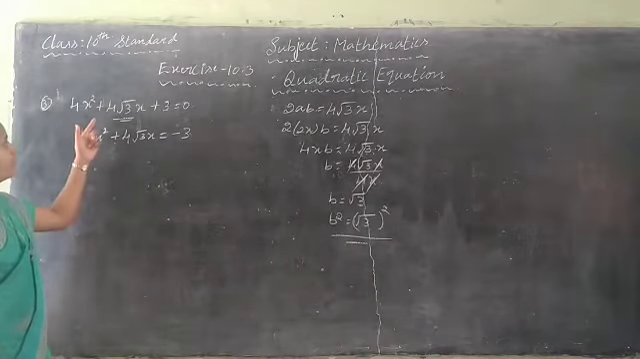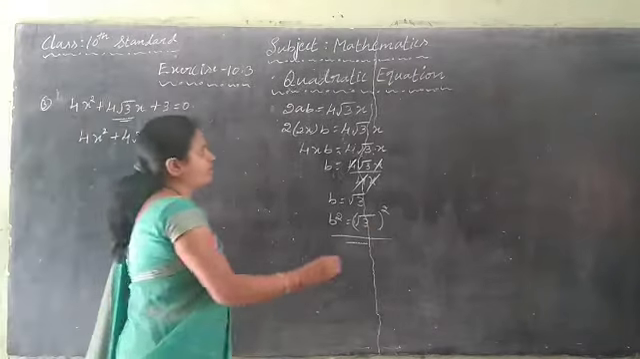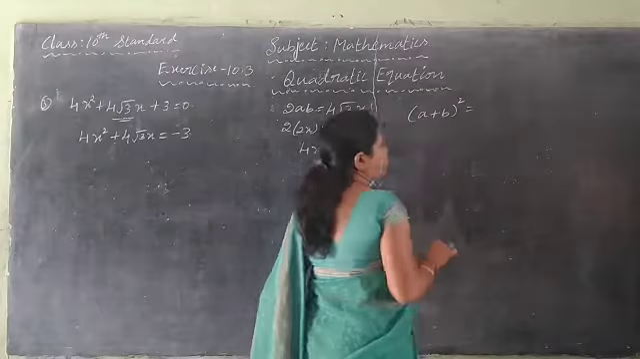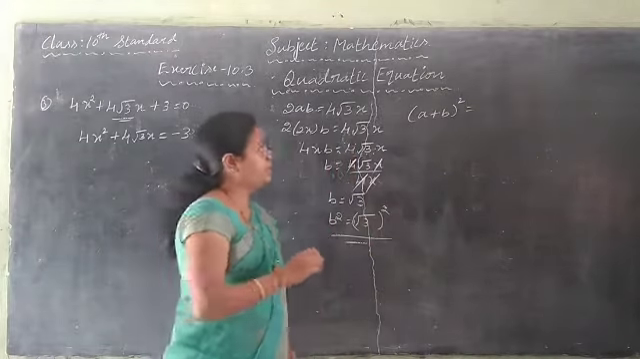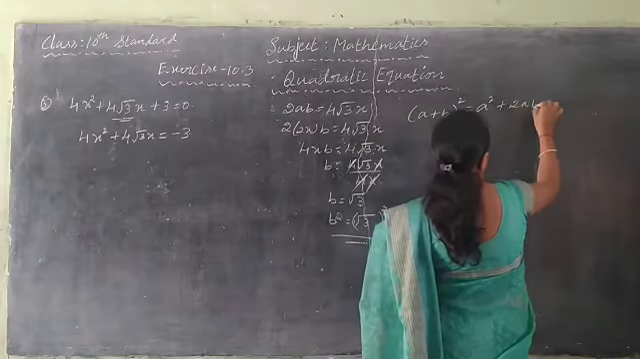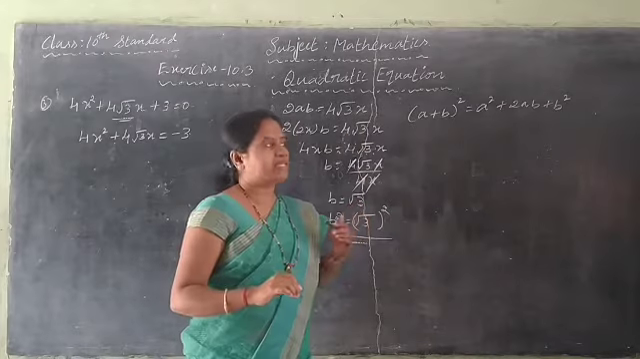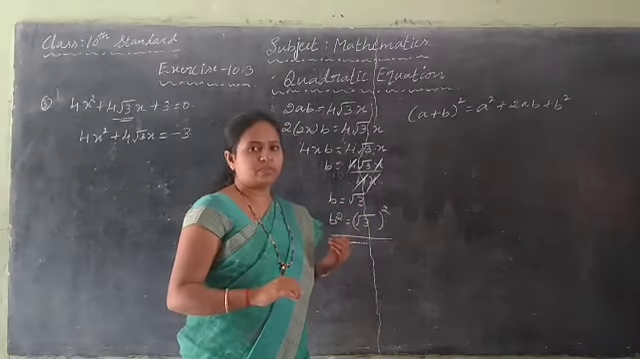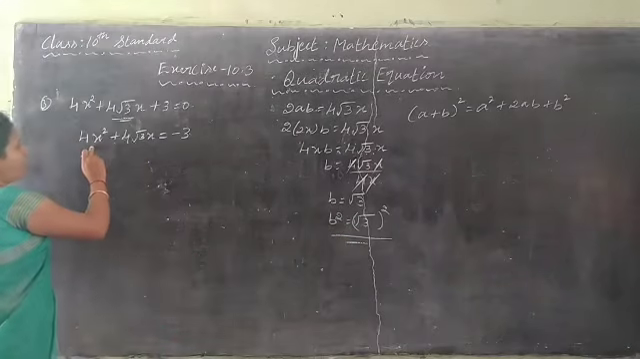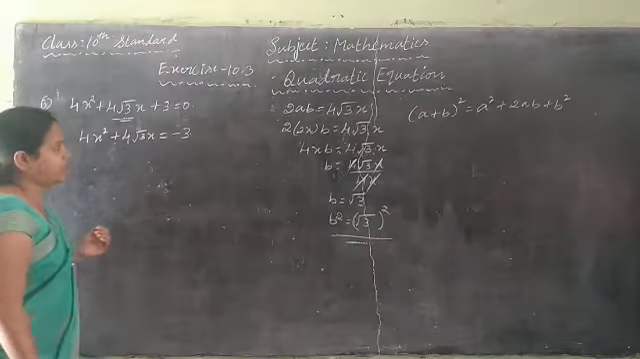Right. So now it is in the form of a square plus 2ab plus b square. That is the expansion of a plus b whole square. What is the expansion of a plus b whole square, children? a square plus 2ab plus b square. Got it? Okay. See here. What we have? 4x square plus 4 root 3x equals minus 3 is there.